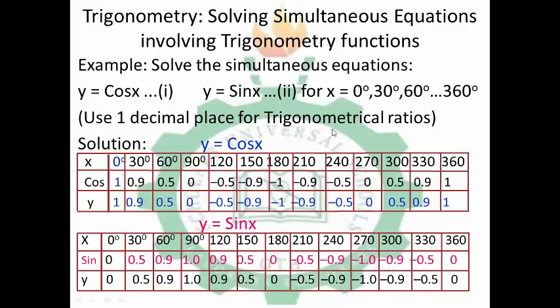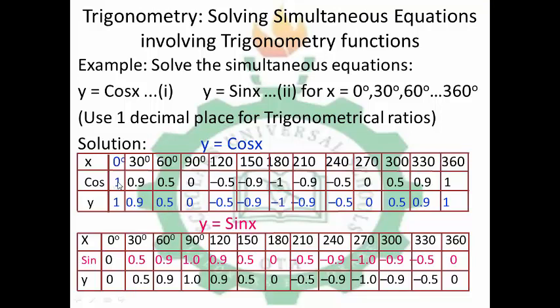That means that whatever value we get for our trigonometric ratio, we have to approximate it to one decimal place. Now, these are the values of x ranging from 0 to 360 degrees. That is 0, 30, 60, 90, 120, and so on up to 360 degrees.